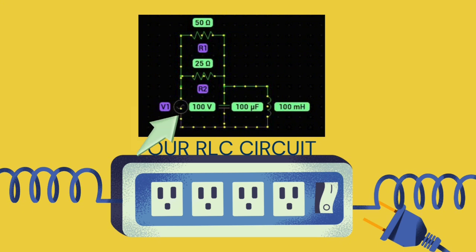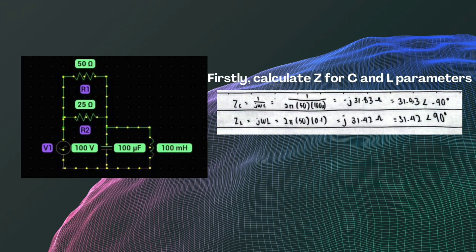100V voltage source, R1 is equal to 50 ohm, R2 is equal to 25 ohm, our inductor is L equal to 100 millihenries, and our capacitor C equal to 100 microfarads. Before we start solving for the mesh current, let's calculate the impedance Z of the capacitor and inductor.